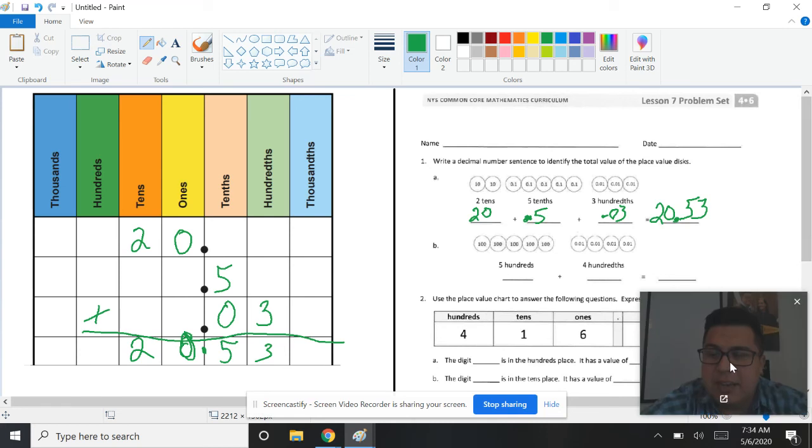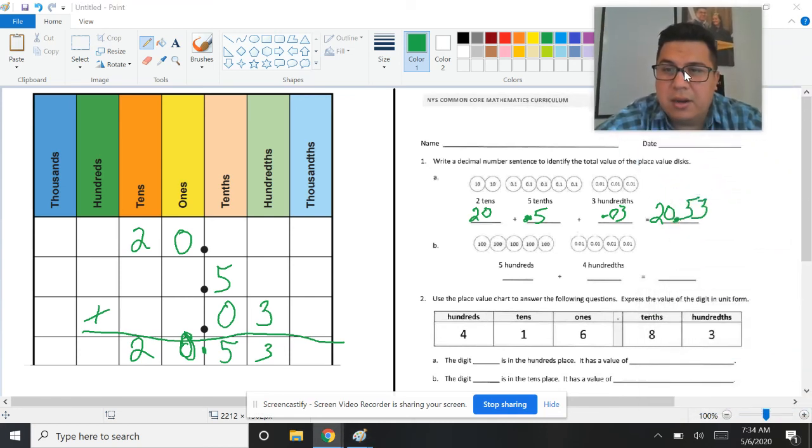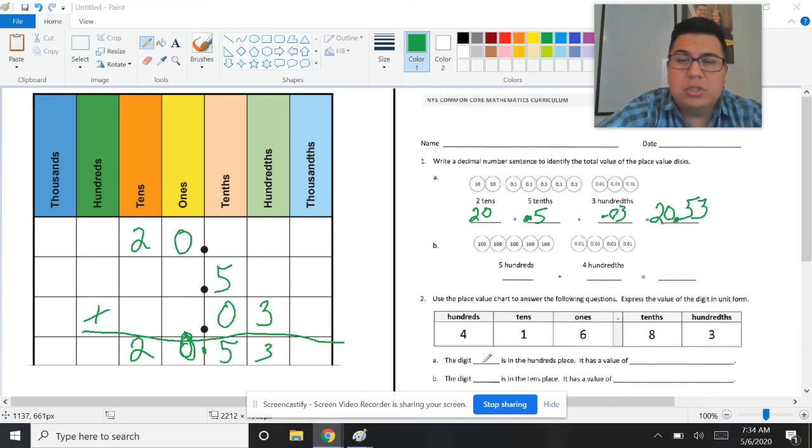All right, guys. I will let you solve B on your own. But again, you're going to go here on number 2. They want you to find the digit. So the digit blank is in the hundreds place. So which one's in the hundreds place? Yeah, the 4, right? So the 4 is in our hundreds place, so we're going to put a 4 there. And its value is, and again, you can just fill the rest with zeros. So if we have 4, there's no tens and no ones, so really that 4 is worth 400, okay?